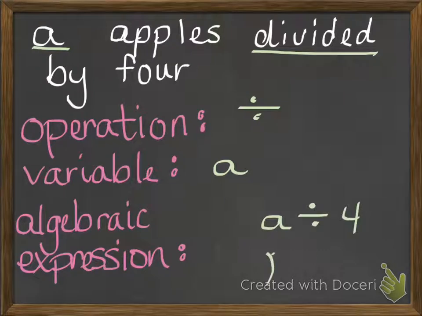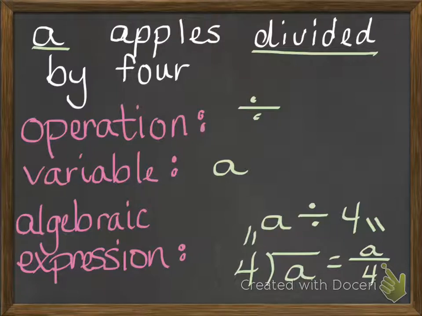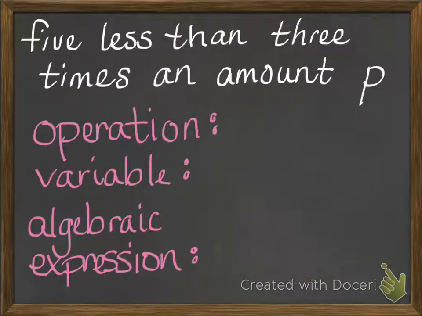Or I could put A apples divided by 4, or I could even put it like a fraction, A apples divided by 4. All of these equal the same thing, okay? They're all equal, equivalent fractions, or equivalent expressions. They mean the same thing. Here's another one. 5 less than 3 times an amount of p.